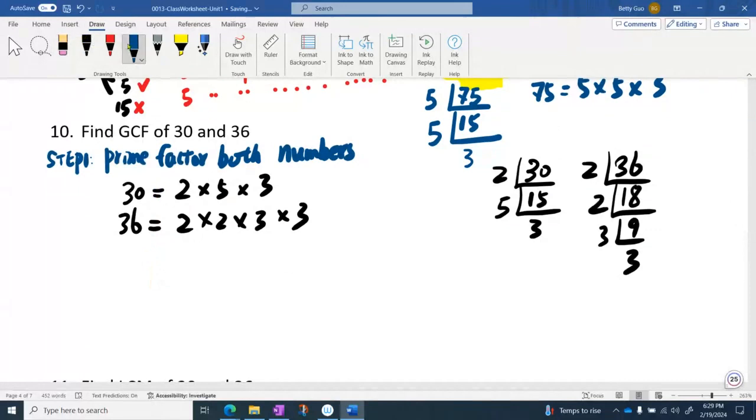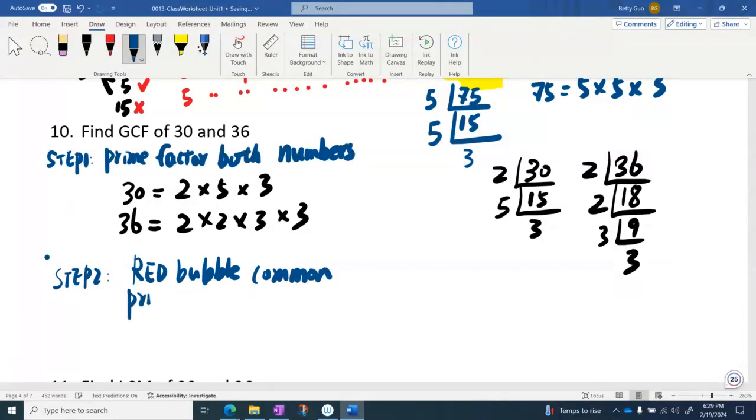And then step 2 is pretty straightforward. Read the bubble, I'll explain what I mean. Common prime factors.